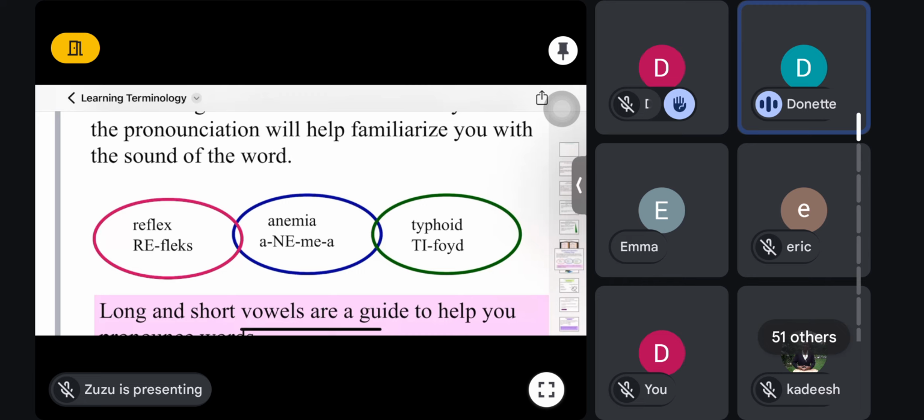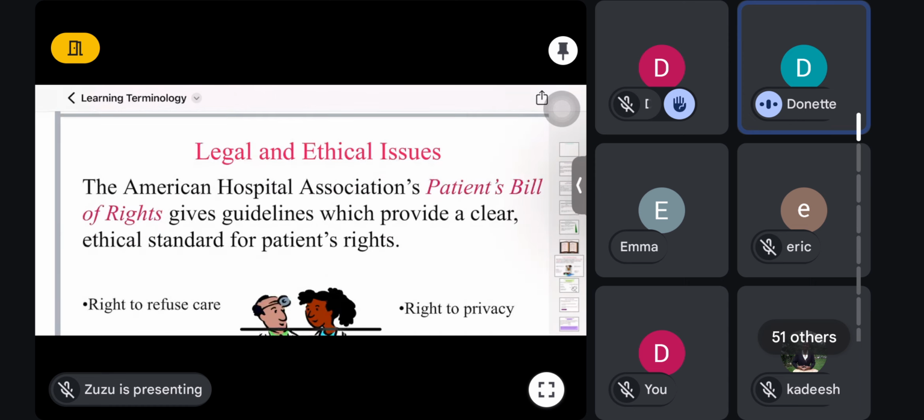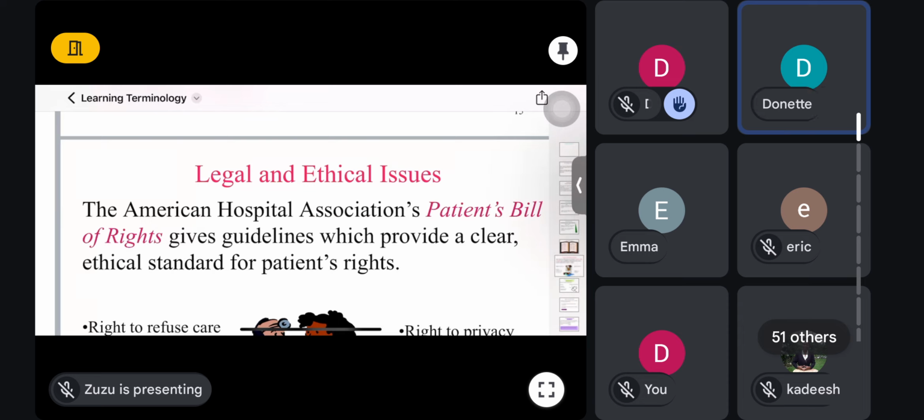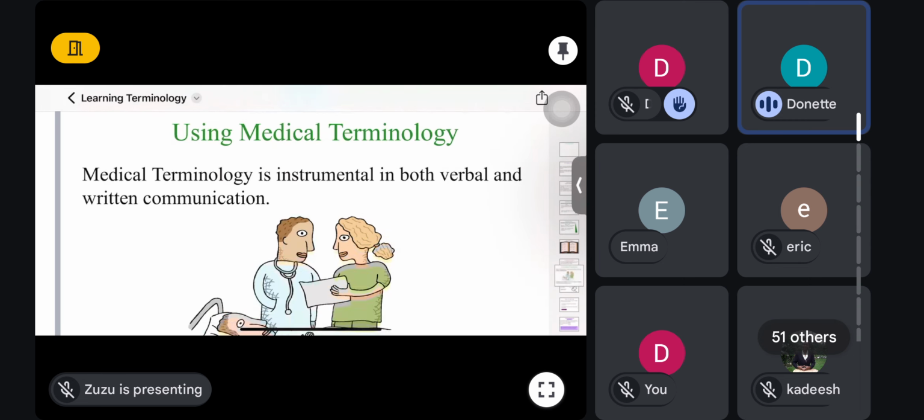Next slide. And the legal and ethical issues. The American Hospital Association's Patients' Bill of Rights gives guidance which provides a clear ethical standard for patients' rights. So the patient has several rights. As we progress through this course, we will utilize the medical systems to teach you the language. It's not limited to only what you will get, because we want you to learn the language in its context and not just learning a dictionary in isolation.